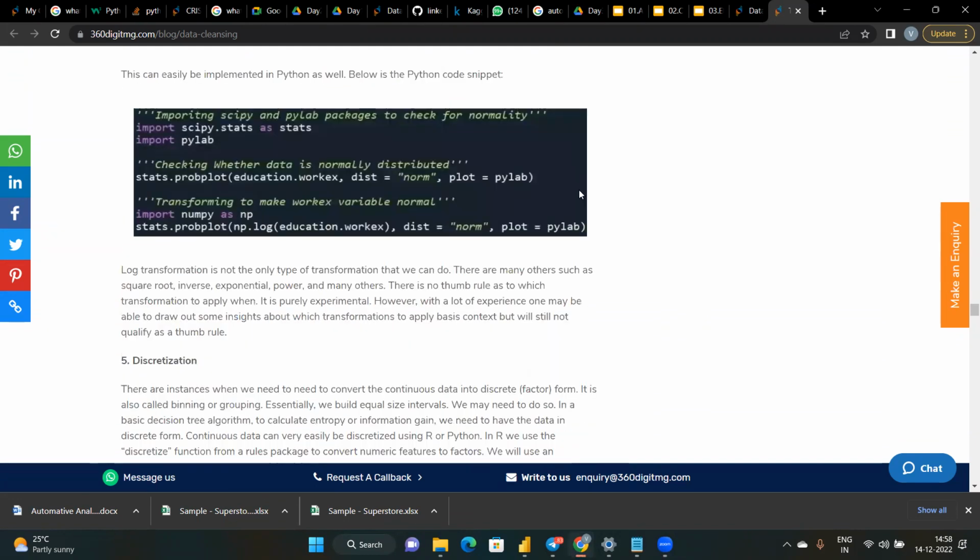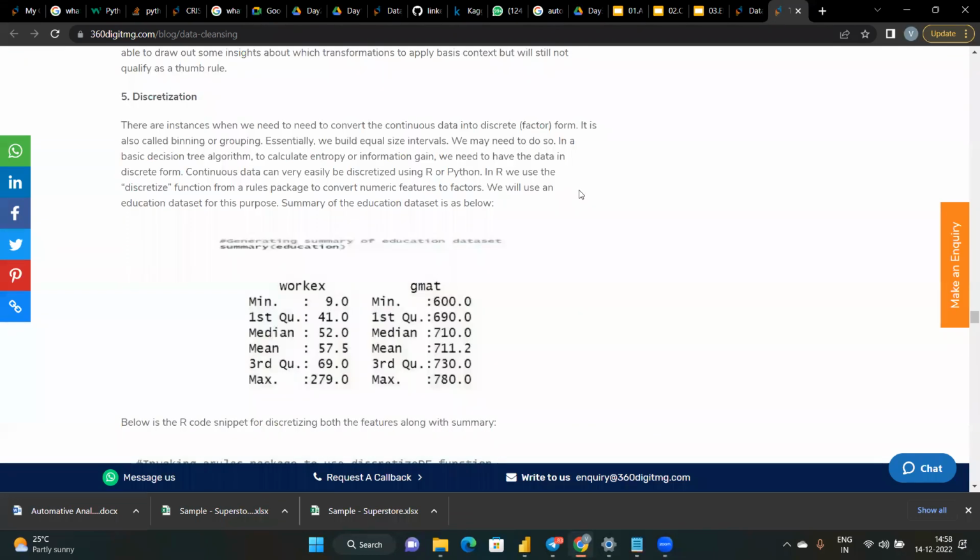Okay, discretization. What is meant by discretization? It's going to convert continuous data into discrete form. So you can see these are instances when we need to convert continuous data into discrete form. Why are we going to need this? It is called binning or grouping, so discretization is also called binning or grouping. Why do we do that? Data is continuous, so why do we want to convert it into discrete form? Essentially, we build equal size intervals.